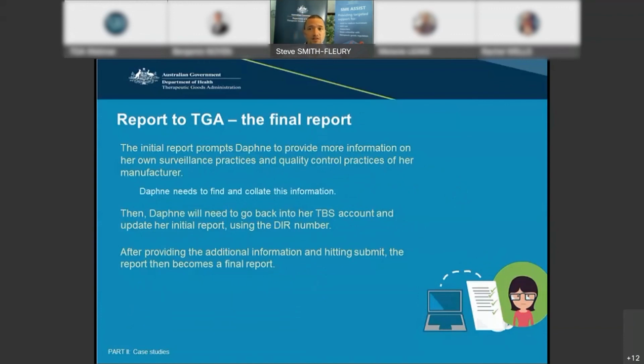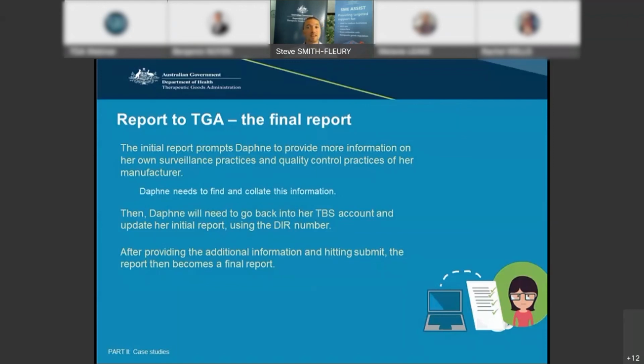So within the initial report, as she's filling it out, Daphne is prompted to seek more information. She now needs to check her own information and report this to the TGA. So she needs to assess her own quality management system, or QMS, and or her surveillance practices in supplying her TENS machine. She'll also need to check that she hasn't received a similar complaint about her device in the past, and overseas too, if she supplies overseas, of course.